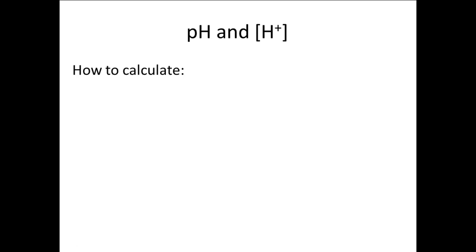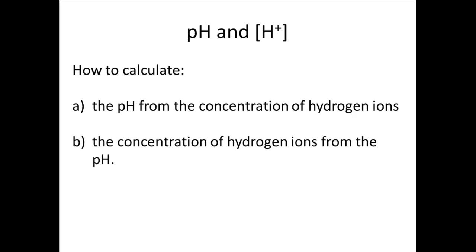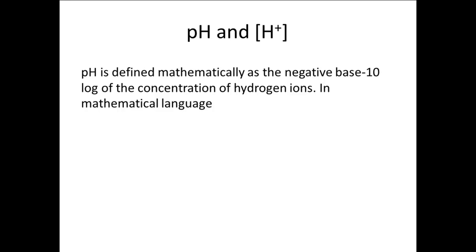pH, and the concentration of hydrogen ions. How to calculate the pH from the concentration of hydrogen ions and the concentration of hydrogen ions from the pH. pH is defined mathematically as the negative base 10 log of the concentration of hydrogen ions. In mathematical language, pH equals minus log concentration of hydrogen ions.